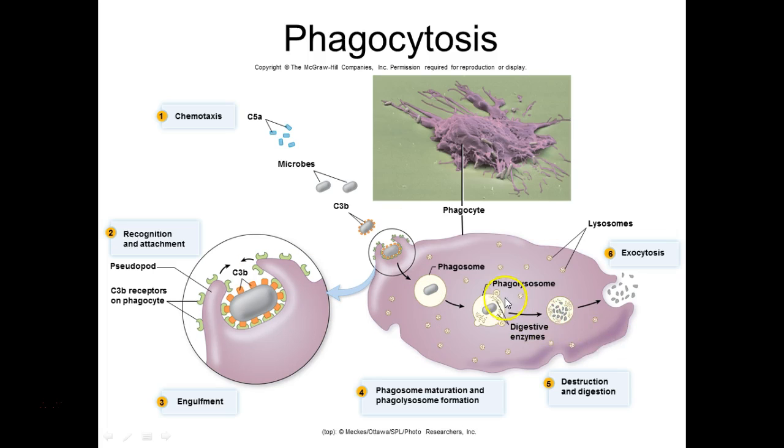The lysosomes fuse, we get a phagolysosome. We digest, we destroy, and we exocytose, spit the extra bits out. That's all the steps of phagocytosis. The phagocytic cells have the ability to do this: gobble up, eat, and destroy.